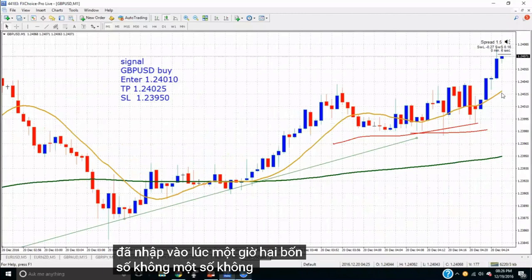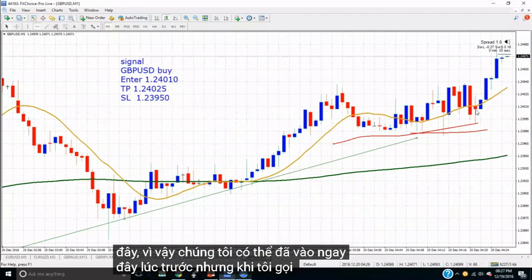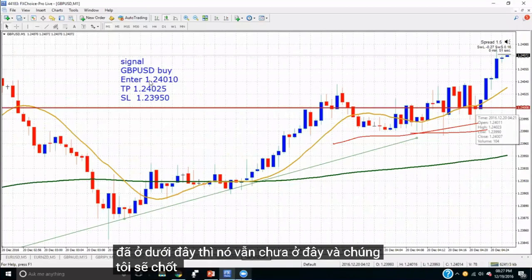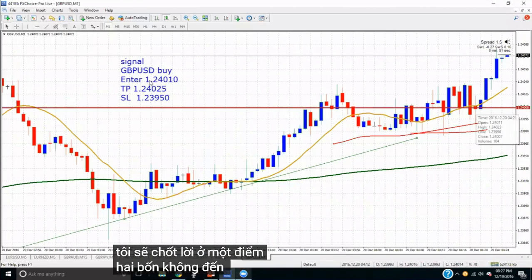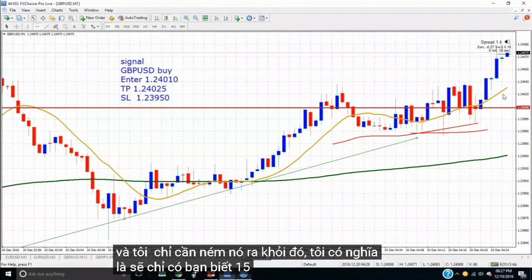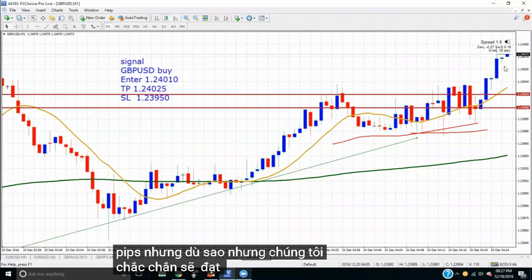1.24010, which is right here, right there. So we would have entered right here a while ago, but when I called that, it was down here. It wasn't here yet. And we were going to take profit at 1.24025. And I just threw that out there. I mean, that would have been just 15 pips. But anyway, we would have definitely hit our take profit.